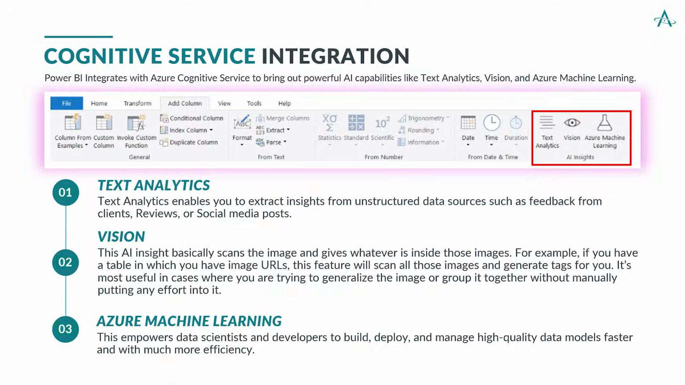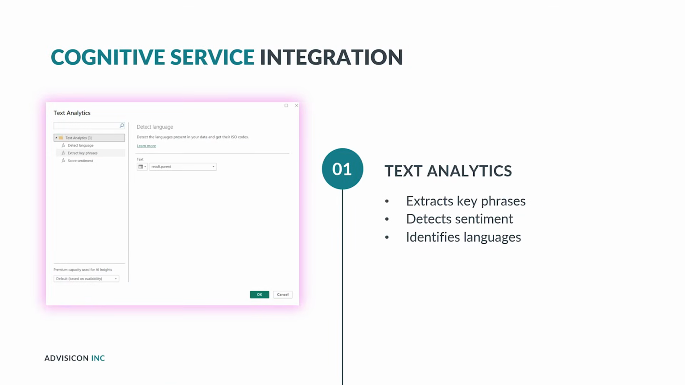Text analytics. It extracts key phrases, scores text sentiment, and identifies languages in text data. For example, you could analyze customer reviews to identify whether they are positive or negative and the main themes. This would be extremely helpful to businesses in understanding their customers' feedback better and implementing improvements.